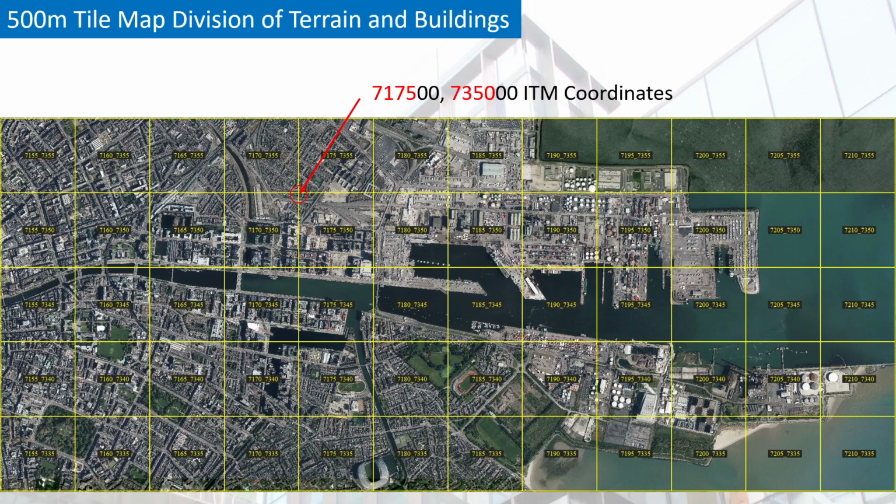The model is broken up into 500-meter tiles, and even if you lose the geospatial position of the terrain or ortho, you'll know simply by its name where the top left-hand corner of that tile is in real-world space.